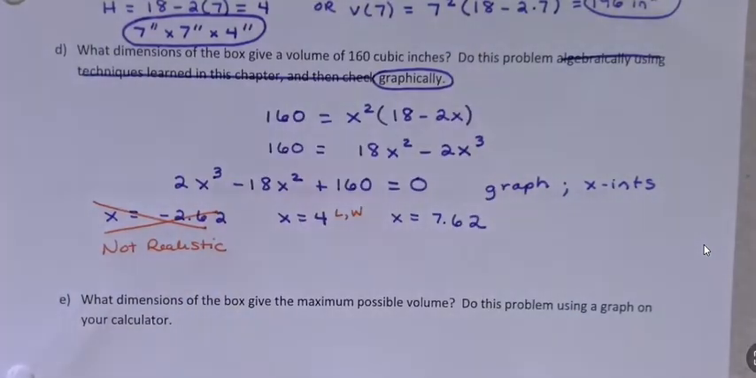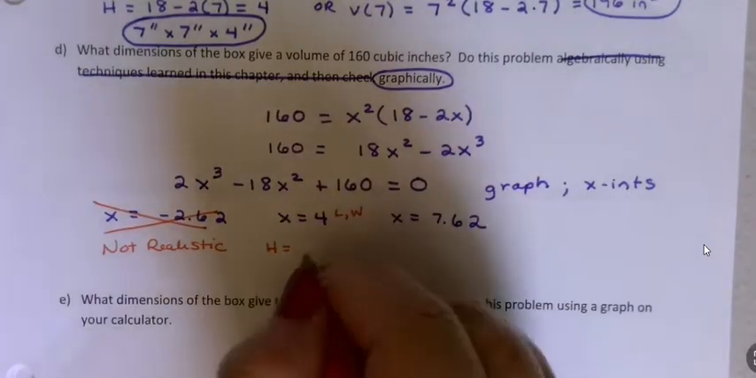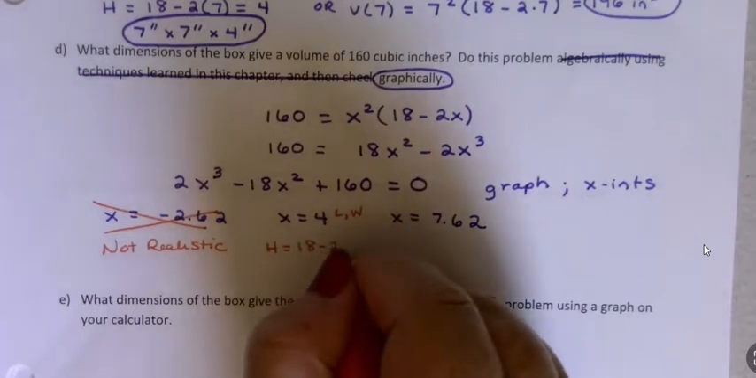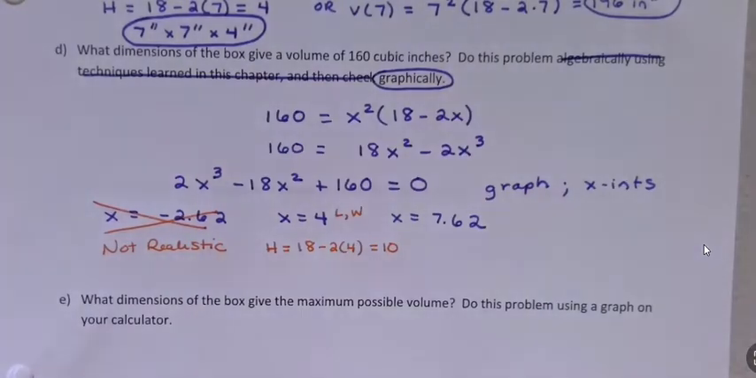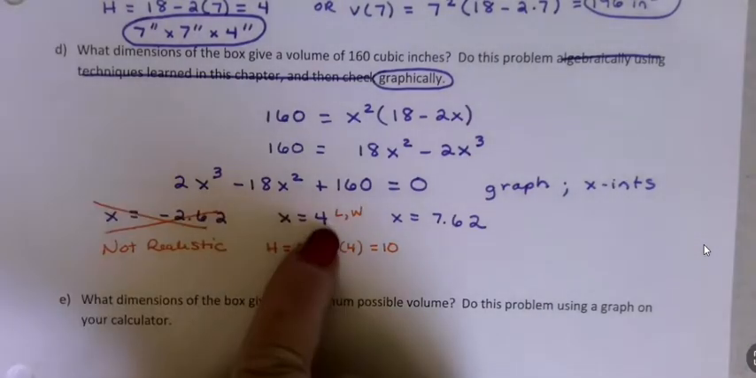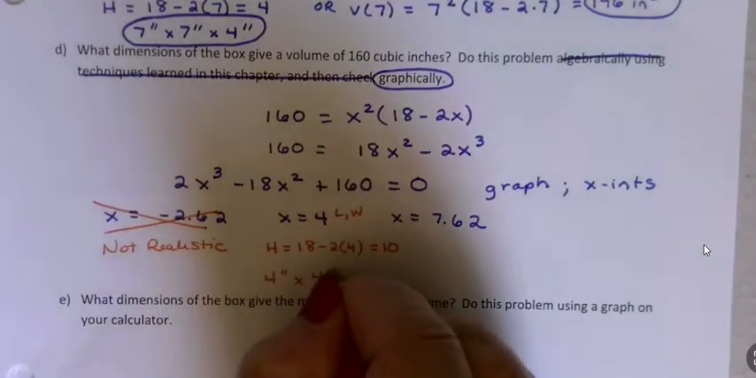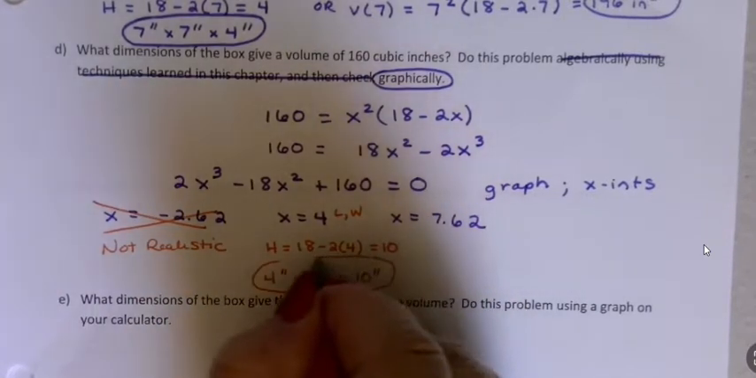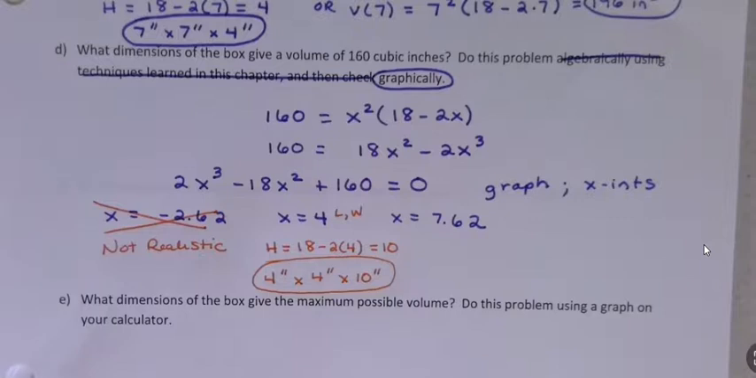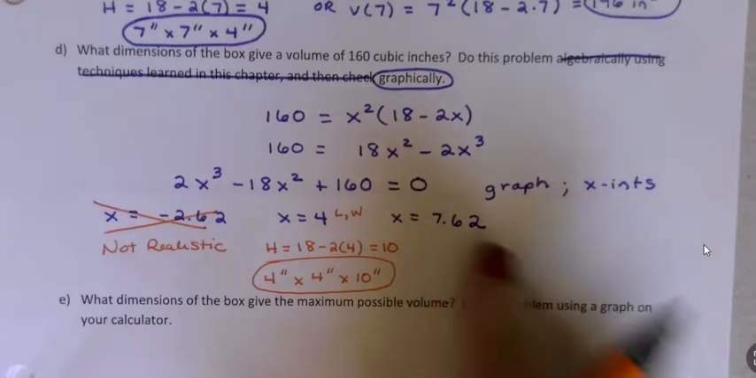But we could figure out the height that goes with it. 18 minus 2x, 18 minus 2 times 4 would give me a height of 10. So this one would be 4 inches by 4 inches by 10 inches. That would be one possible answer. That would be a box that has 160 cubic inches as its volume. And this one actually works too. Notice it's between 0 and 9, so it's going to work. Again, this is the length and width.